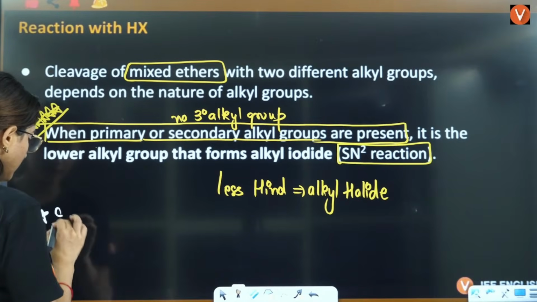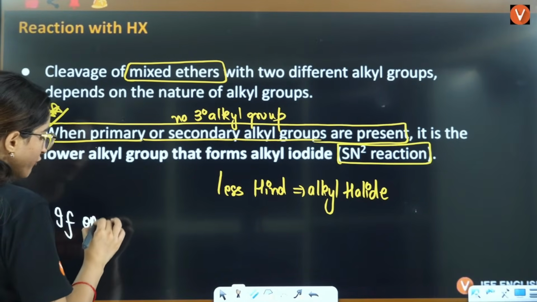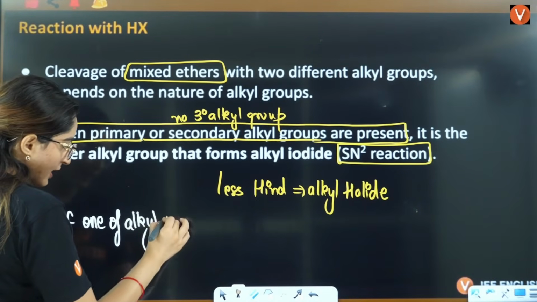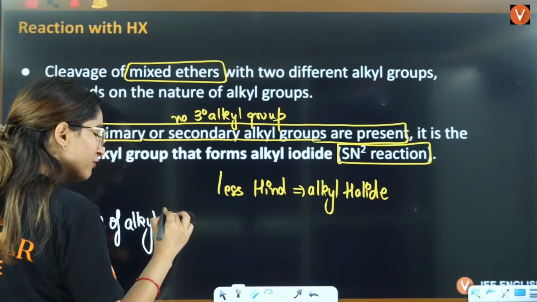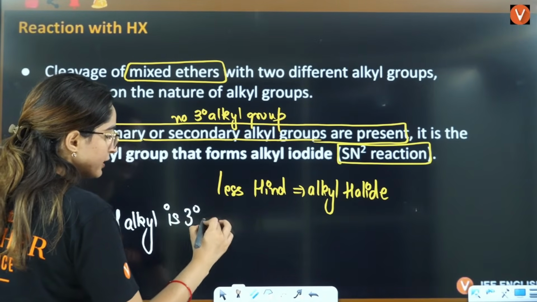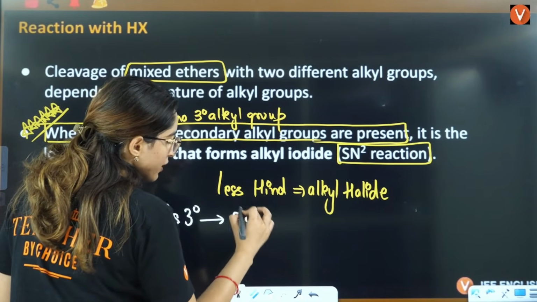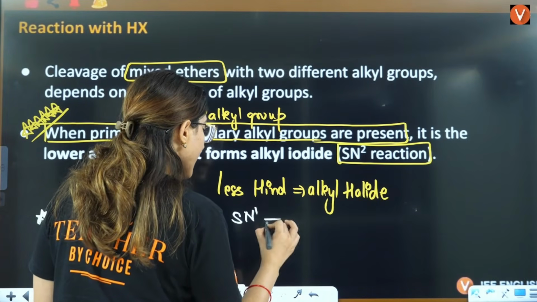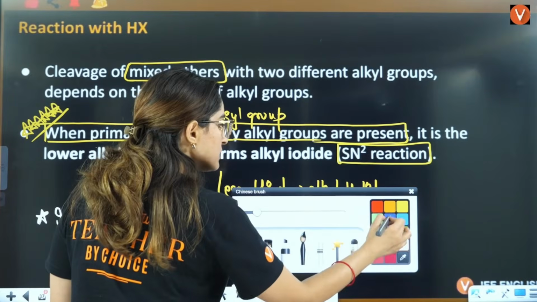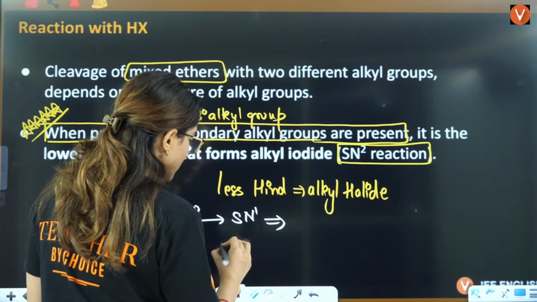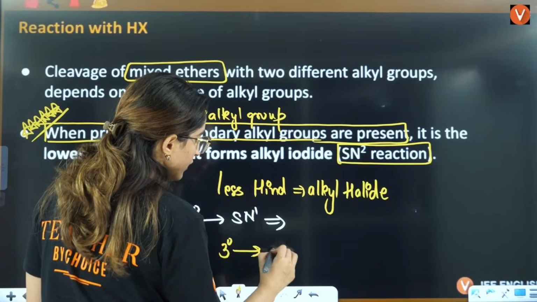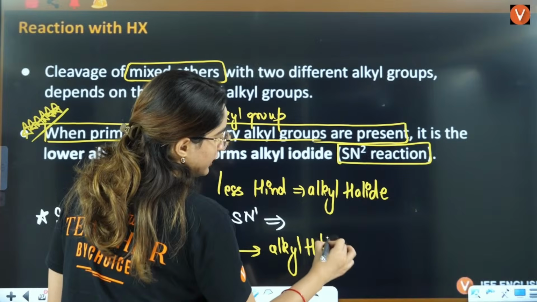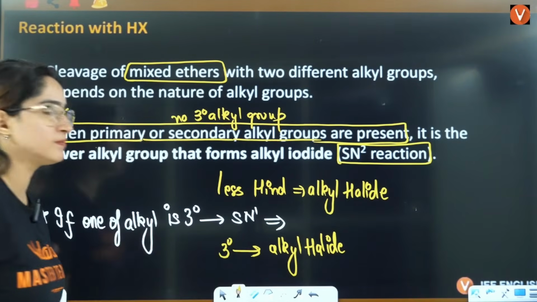If even one of the alkyl groups is 3-degree, then it is an SN1 mechanism. In that case, the 3-degree group will form the alkyl halide.